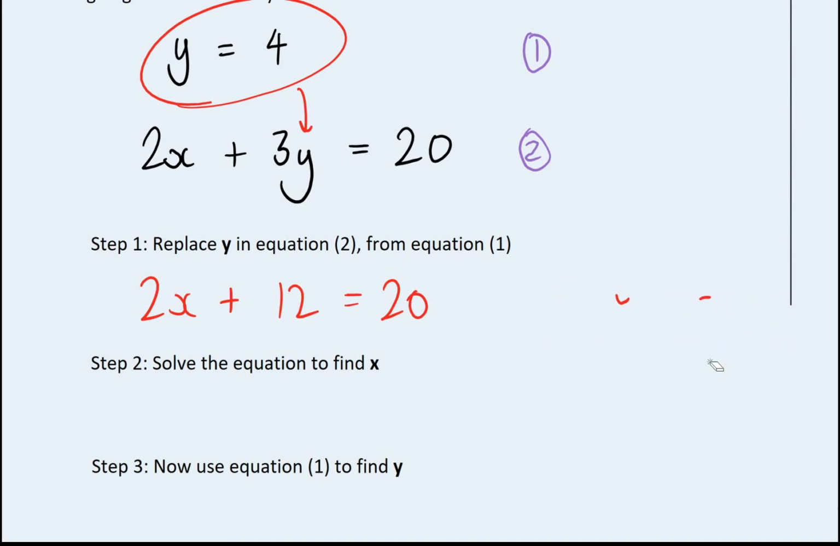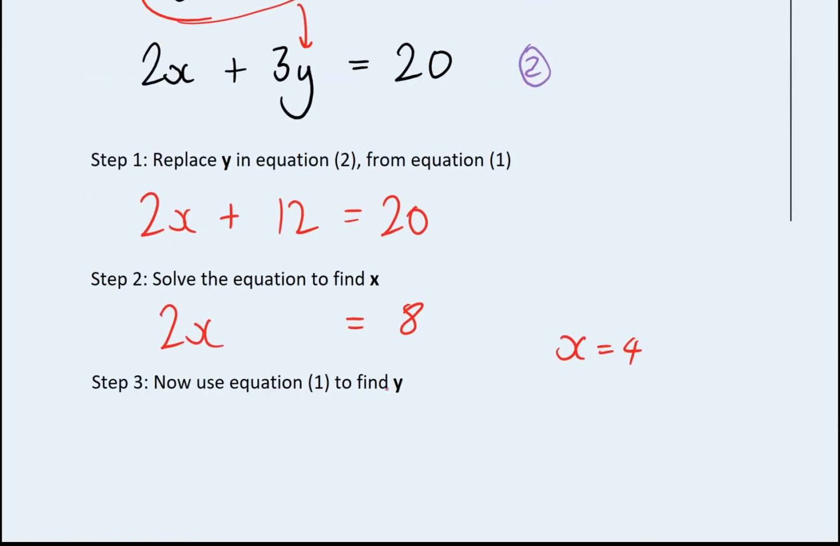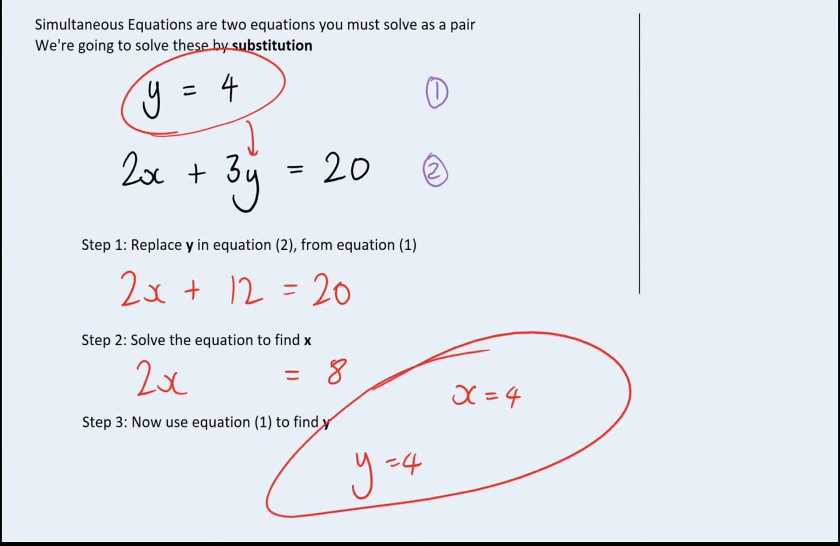So let's do that now. Solving equations is really straightforward. x is on one side, numbers on the other. So I get rid of plus 12; the opposite of plus 12 is minus 12. So 2x equals 8, which means x equals 4. We can now use the first equation to find y. We don't need to here because we're already told that y is 4. And that is my solution to this equation.